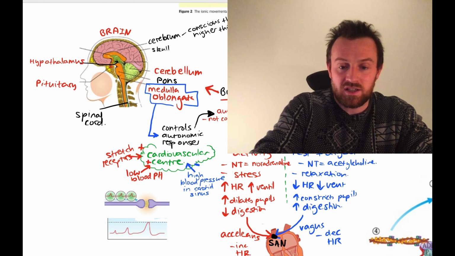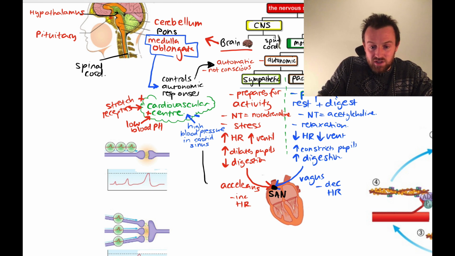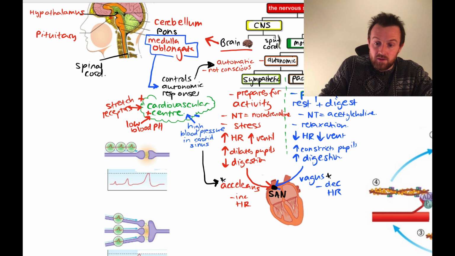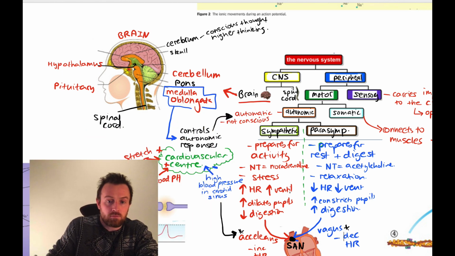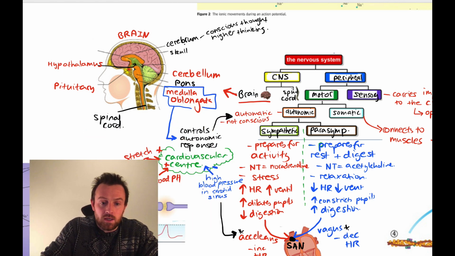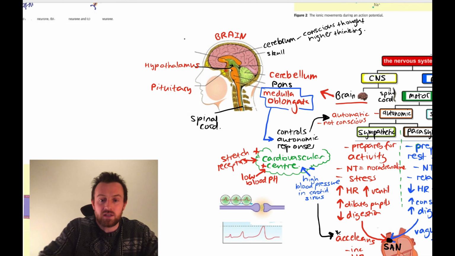So that cardiovascular center, remember, it works by then deciding whether to send messages via the accelerans nerve here or the vagus nerve here. Okay, so it either uses the sympathetic or the parasympathetic to control the heart rate. Okay, so that's a little bit on the brain. Let's keep going by looking now at the hypothalamus and the pituitary.